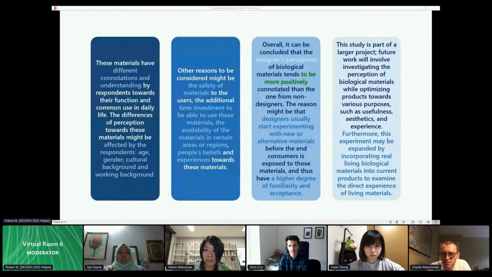This study is part of a larger project. Earlier work will be published, and future work will involve perceptions and emotional responses towards real biological materials to examine direct experiences.